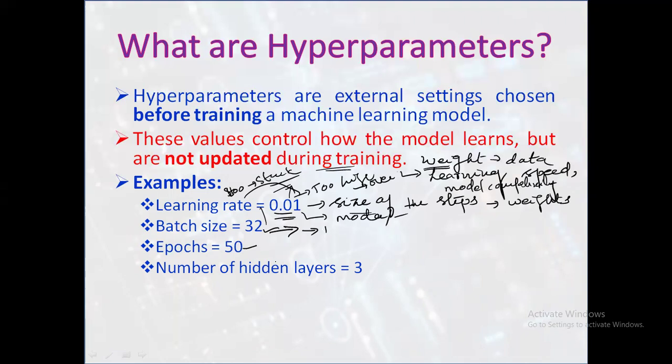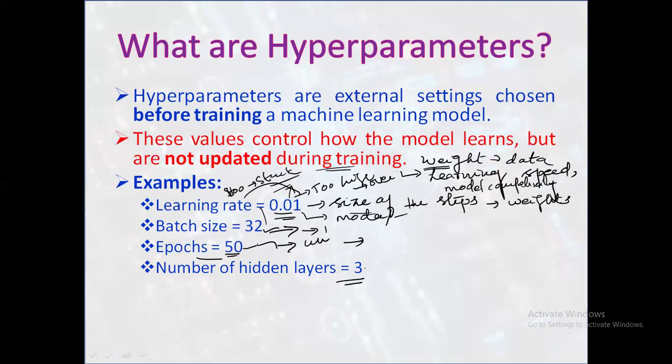Next, epoch 50. Here, for the example, an epoch defines one full pass through the entire training set. Training for 50 epochs means the model sees the entire training data 50 times. Too few epochs may lead to underfitting, and too many could lead to overfitting. So we have to fix this value at a moderate level.